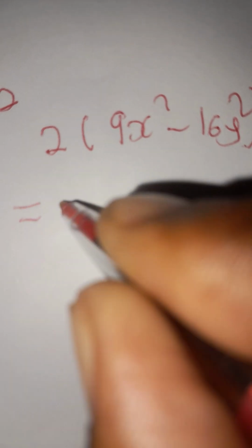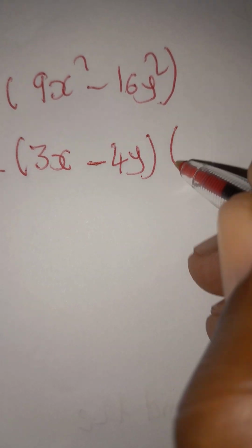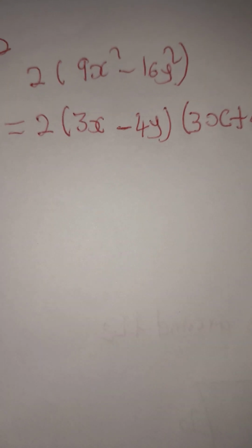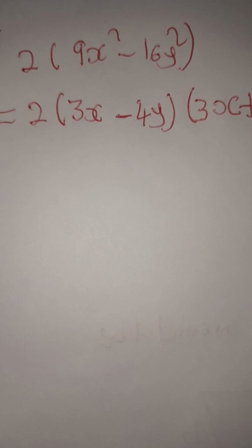Remember that we have 2 open the bracket 9x squared minus 16y squared. What is inside the bracket is a difference of 2 squares. So what are the factors of 9x squared? Sorry for that. That will be 3x, right? The factors of 16, that will be 4y, right? So we are going to have 3x plus 4y. Yes, so that's how you will get that 3 marks, right?